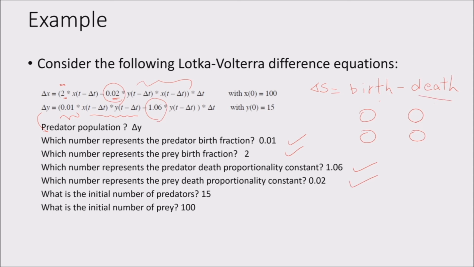And what is the initial number of predators in this case? The y0 for the predator part is 15, and for the prey equation the initial value is 100, so it is 100 right here. That's how you analyze this equation and come up with the values. Keep in mind this concept: the change in population is always equal to birth minus death. That is one way of looking at it, so make sure you understand that. Okay, let's move on.